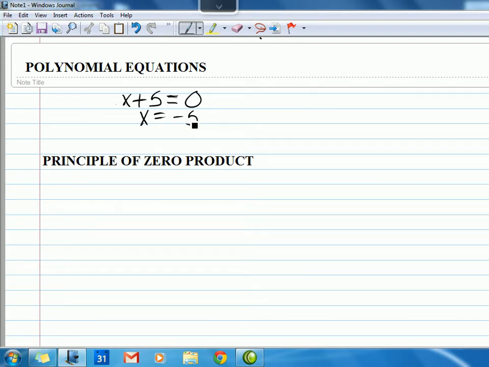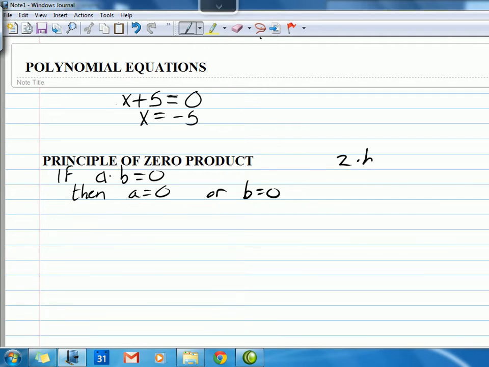Let's talk about the principle of zero product. With the principle of zero product, all that says is that if you have a times b equals 0, then a equals 0 or b equals 0. For example, say I have a number 2 and I'm multiplying it by some number b to get 0. Then what does b have to be? In this case, b has to be 0, doesn't it?